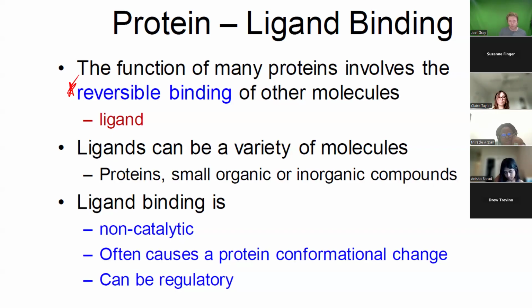Now, the terminology that we use to reference binding partners is you've got a protein and you've got a ligand. If you're at all familiar with enzymes, that terminology is a little bit different. Rather than saying ligand, we say substrate.